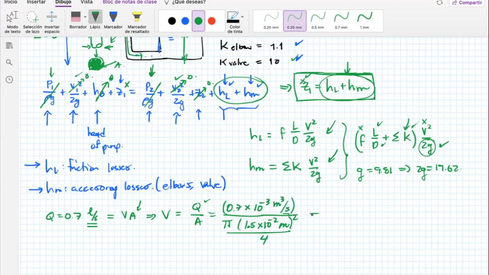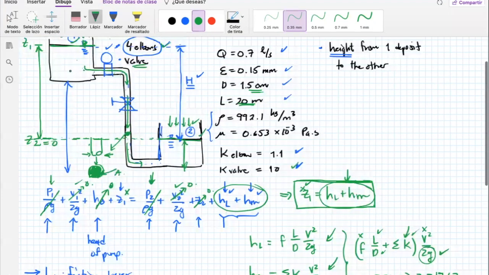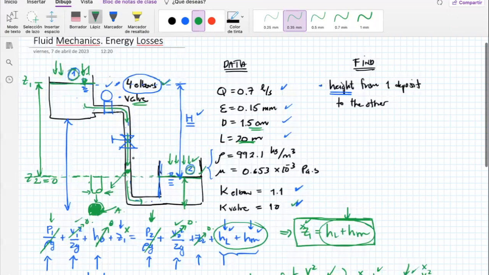So I have this one. If you do the calculation, V is going to be equal to 3.96. I already have the number here, meters per second. So I have this value of the velocity. With the flow rate and the diameter, I get to calculate the velocity that is going through the pipe. Not here at 1, not here at 2, but at the pipe.